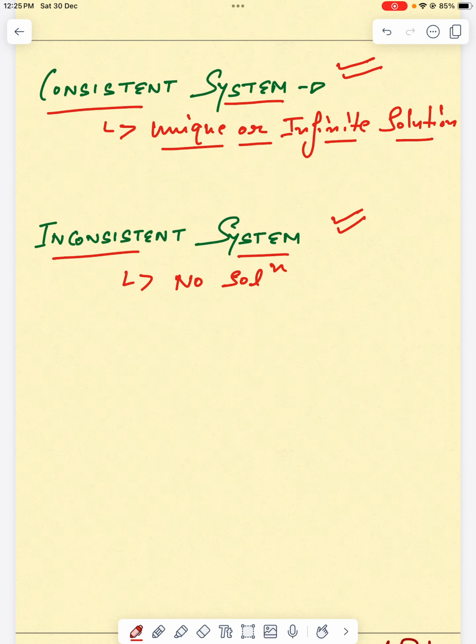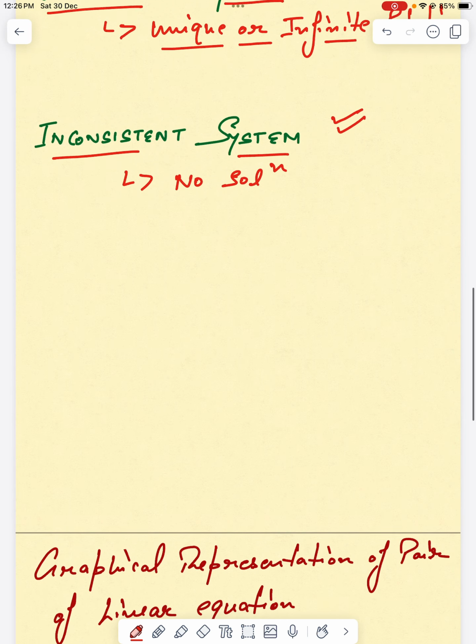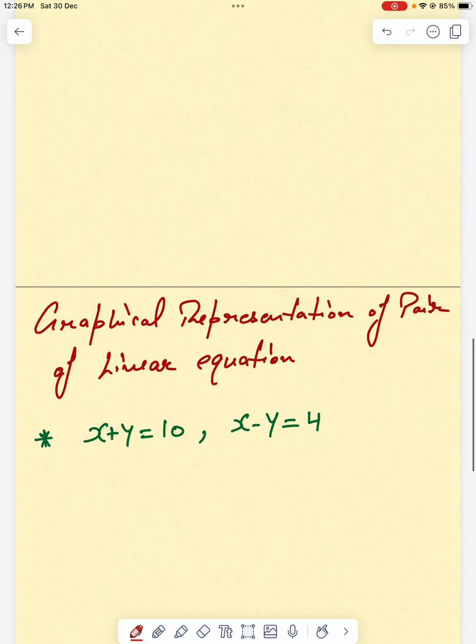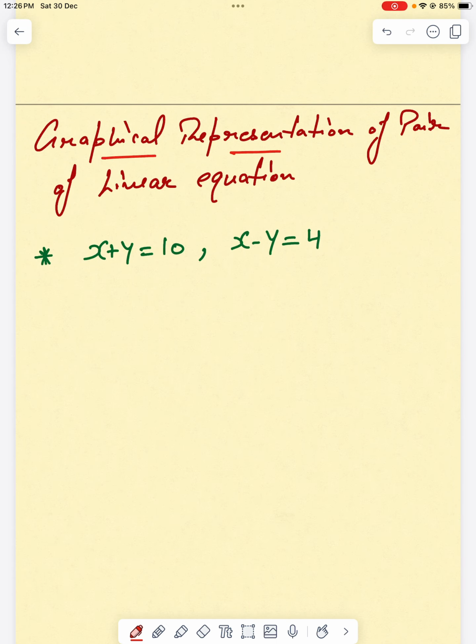Before we proceed with our next concept, we already know that the graph of a linear equation is always a straight line. As in this chapter we are discussing a pair of straight lines, we are getting two straight lines in the graph. So if we plot it on a graph, we will get a pair of straight lines, right? So our next topic is graphical representation of pair of linear equations. So how will you represent it graphically?